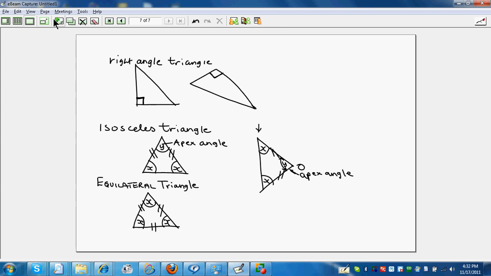What therefore should be the value of X in the equilateral triangle? 60. It should have a value of 60 because we know the sum of the internal angles in any triangle is 180 degrees. So if 3x is equal to 180, then x must be 180 over 3. So therefore x must be 60 degrees. So in an equilateral triangle, the internal angles are each equal to 60 degrees.